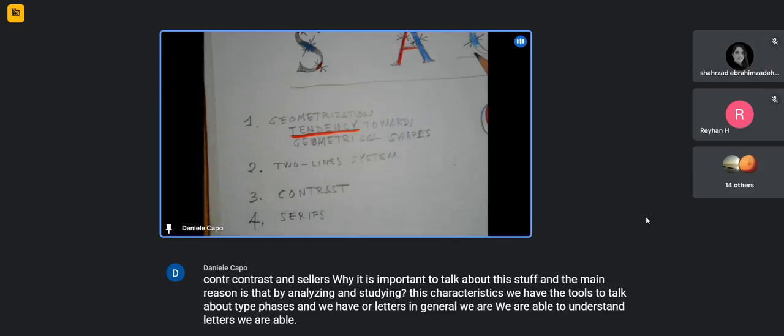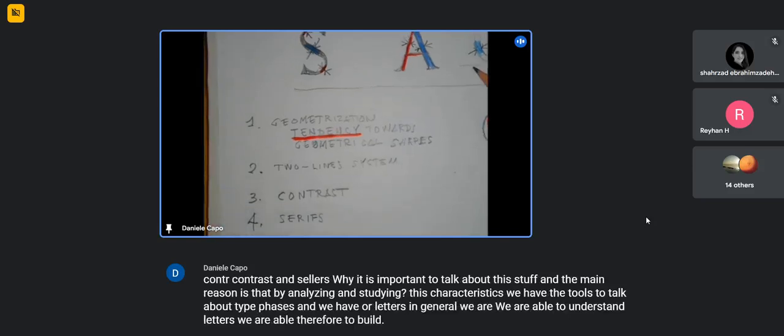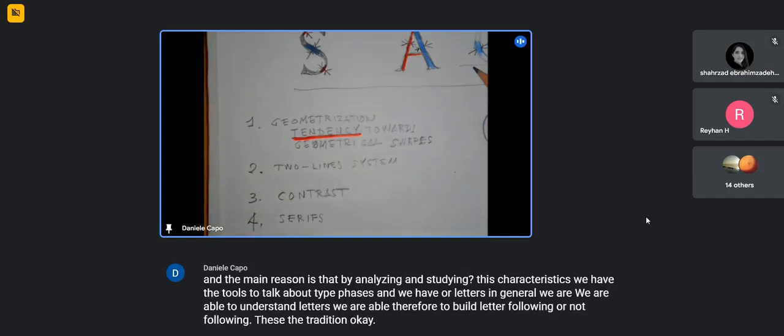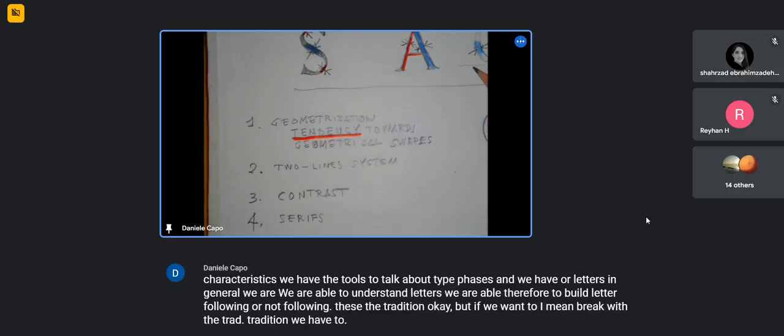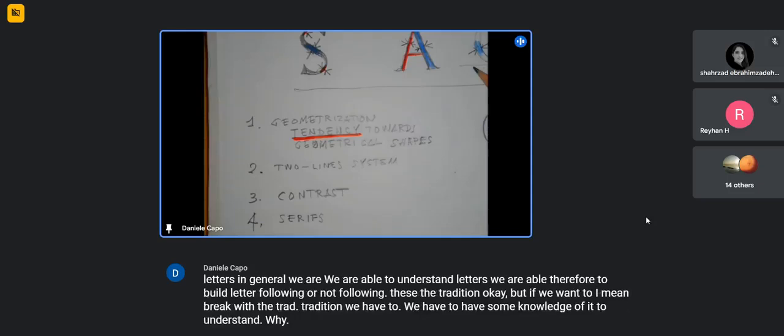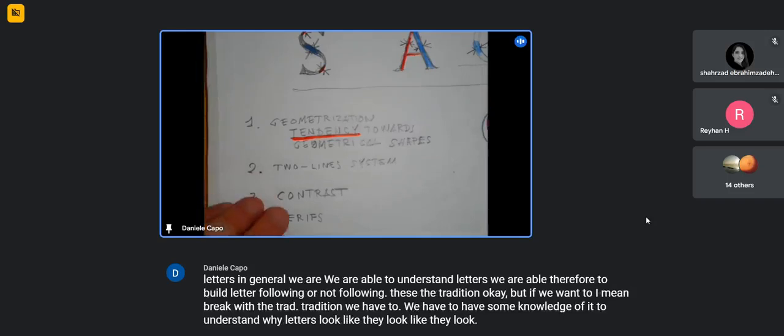We are able, therefore, to build letters following or not following the tradition, okay? But if we want to break with the tradition, we have to have some knowledge of it to understand why letters look like they look today.